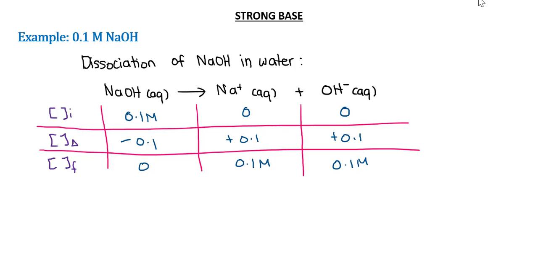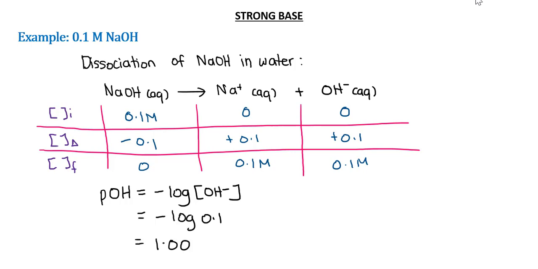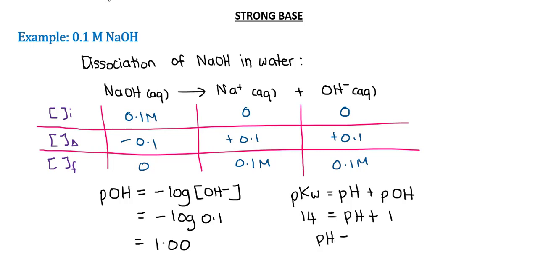Since we only have the concentration of the hydroxide ion, calculate the value of the pOH first, because pOH is equal to negative log concentration of OH-. We will get the value of pOH which is 1. Since pKw is equal to pH plus pOH, and the value of pKw is 14, the pH of the solution is equal to 14 minus the value of the pOH. So, in this reaction, the pH of this solution is 13.